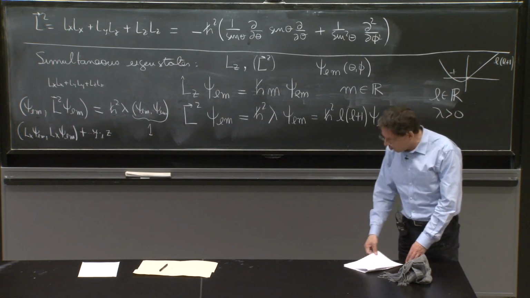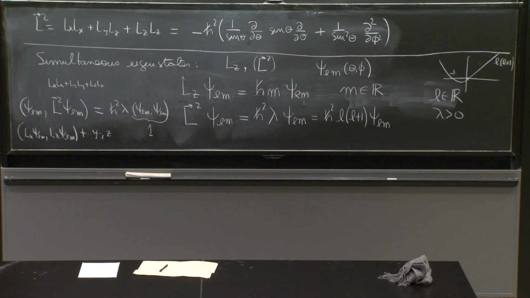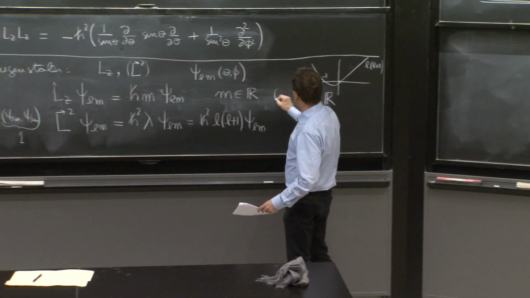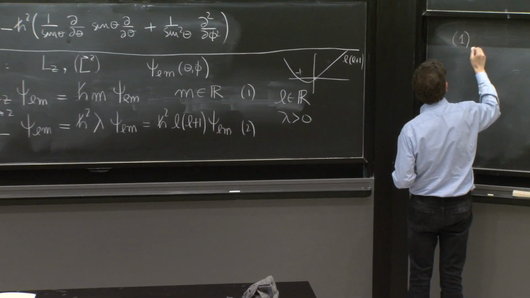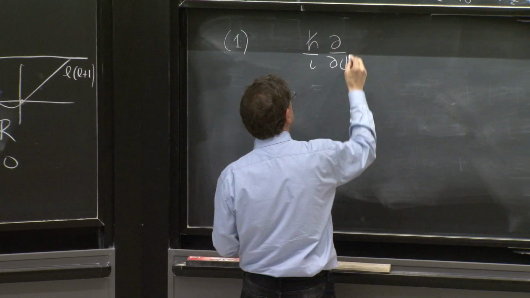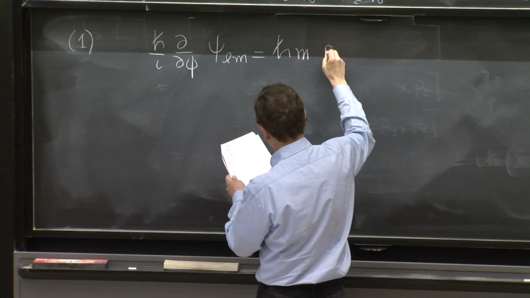All right, let's do the first one. So the first equation, let me call it equation 1 and 2. The first equation is h bar over i d/d phi, that's L z, psi Lm equal h bar m psi Lm.